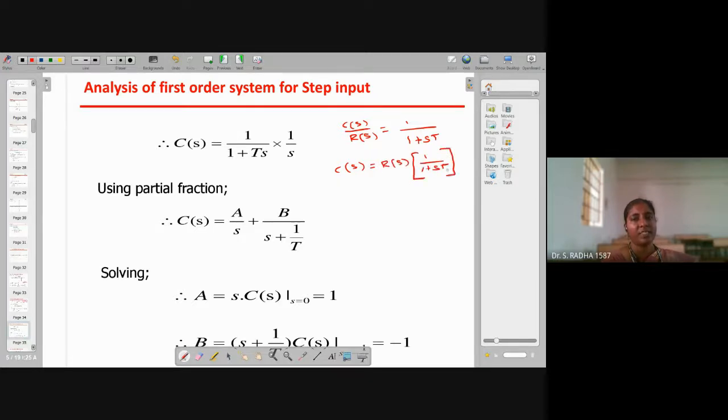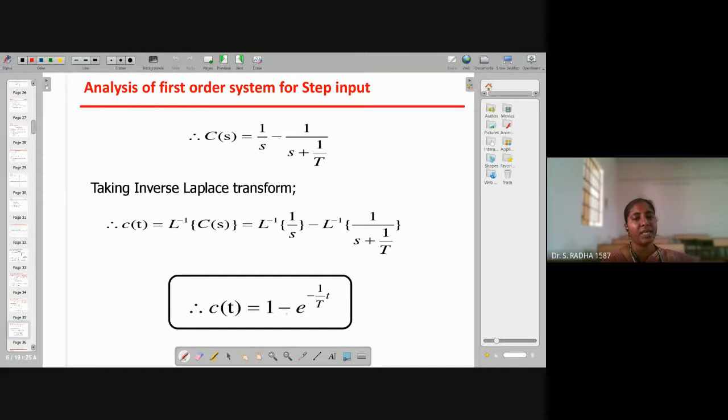Already in the previous step, we calculated R(s) is 1. So we are substituting R(s) equal to 1, then applying partial fraction to find the terms. We have studied how to apply partial fraction from class 9. And finally, we are getting this equation: 1 minus e power minus t by capital T.